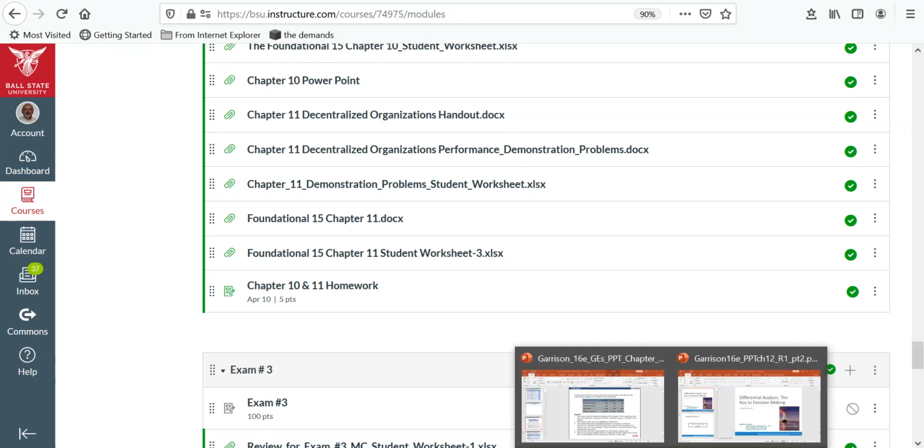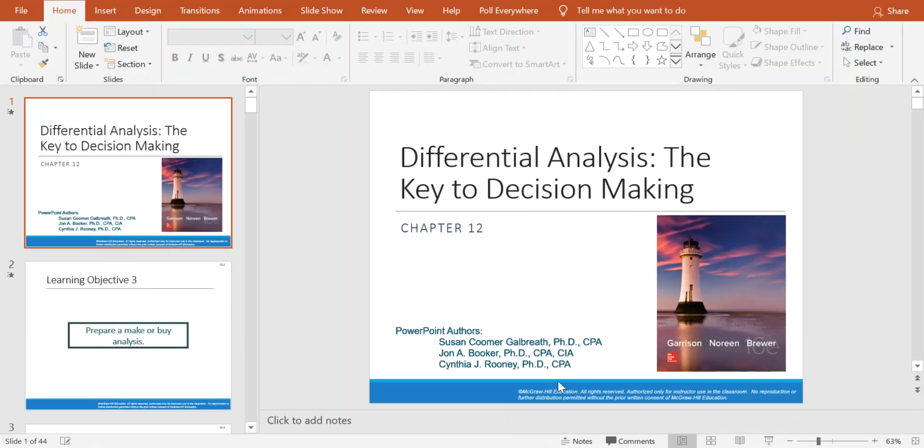So what I want to do now is to move into a discussion about chapter 12 and introduce this chapter to you. I'm not going to go through everything today, but I'm going to go through some things today that I want to make sure we keep moving forward a little bit. When we talk about what's in chapter 12, we're talking about differential analysis, and that is making a decision between two different possibilities.